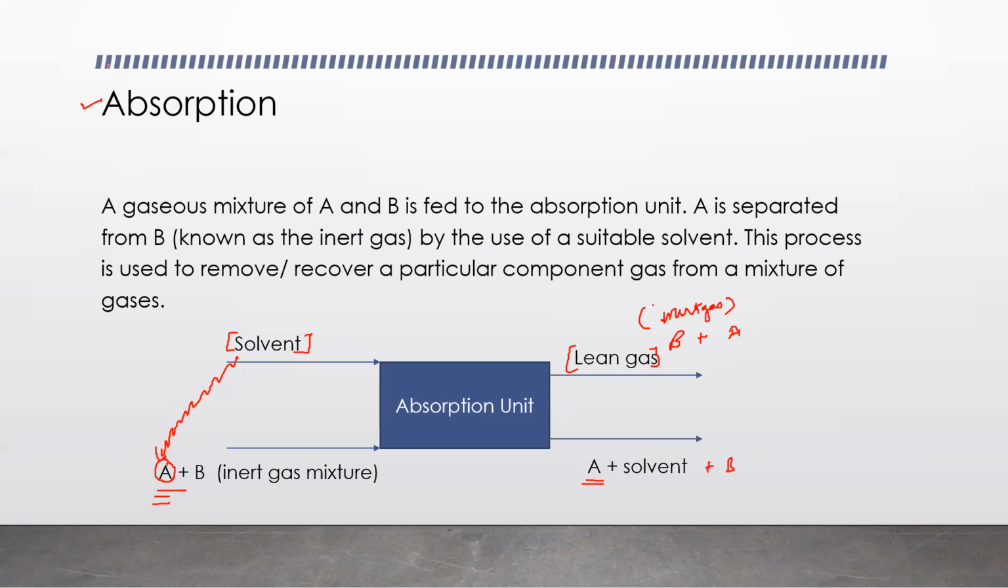All right. So hope you people have got the concept behind absorption. There's a solvent which has affinity towards one of the gases in a gaseous mixture. The other gas, towards which the solvent does not have affinity, does not have liking, is known as the inert gas. So when the gaseous mixture and the solvent come in contact, what happens? The solvent takes away A, or A gets dissolved into the solvent, and very less amount of A is remaining in the gaseous mixture. So the gaseous mixture with majority of B and very less, or maybe no amount of A, comes out as lean gas, and the solvent with A, and if some amount of B has been dissolved, then that comes out from the second stream. All right. So this process is used to remove or recover a particular component from a mixture of gases.